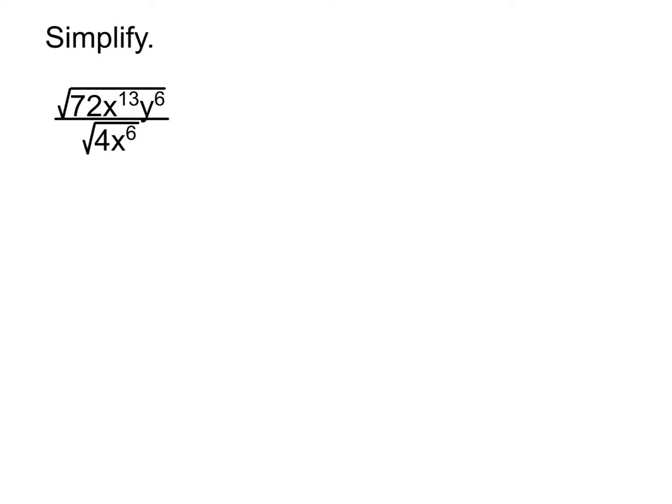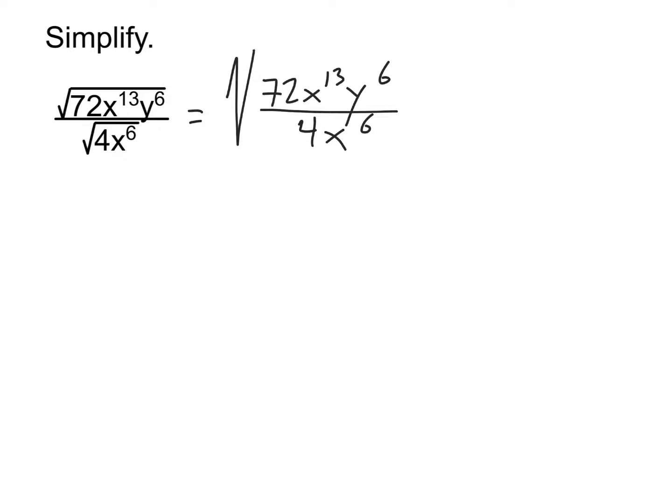One of those things we can do is that since both the top and bottom of this fraction are square rooted, we can actually write this as a single square root. So that's the first thing I'm going to do. I'm going to write this as the 72x to the 13th y to the 6th over the 4x to the 6th, all under the same big square root. What that does for me is it then lets me just simplify the fraction before I have to deal with any of the root stuff. So let's go ahead and do that.